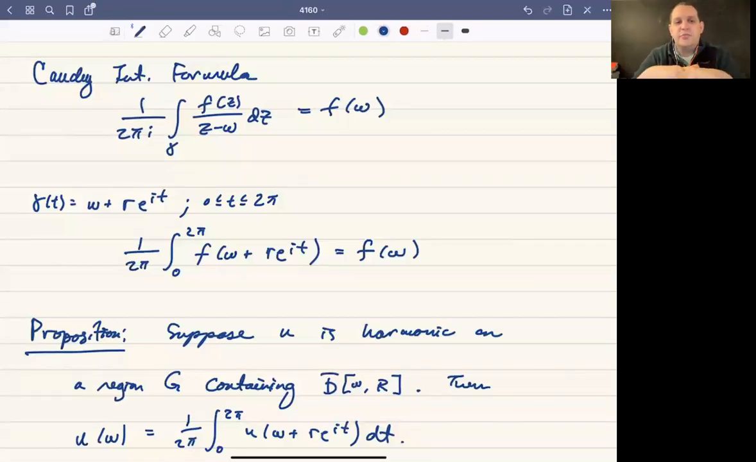Despite what I just said in the previous video about harmonic and holomorphic functions not being the same, sometimes there are properties that are shared by both of them. And one of them is this mean value property.